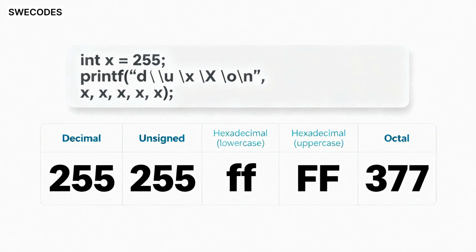Output: 255 ff 377. You just saw decimal, unsigned, hexadecimal, and octal, all from one integer value.